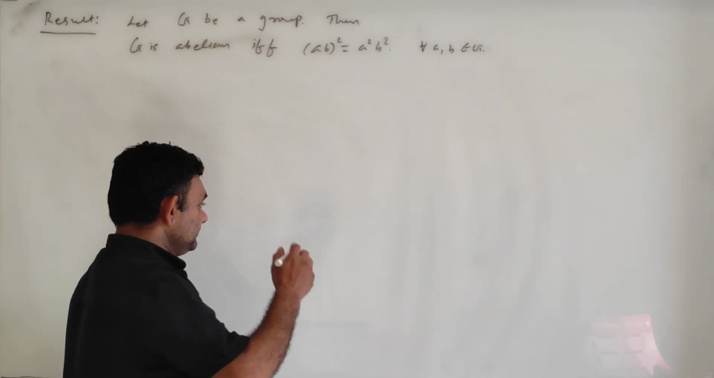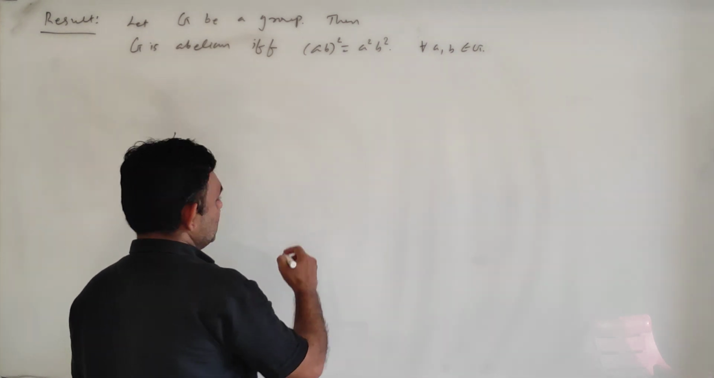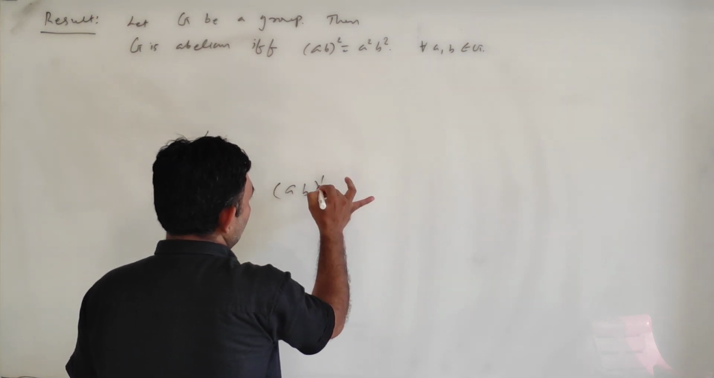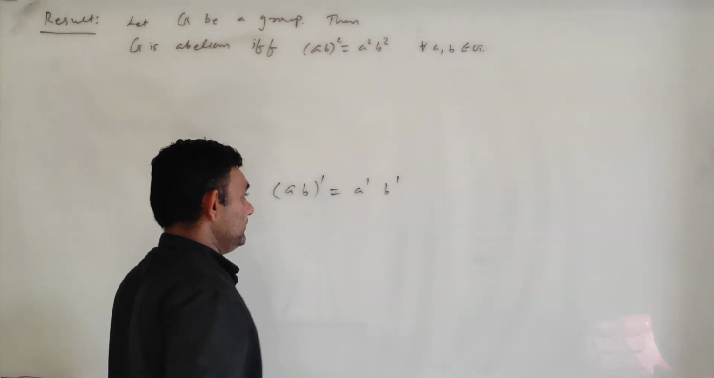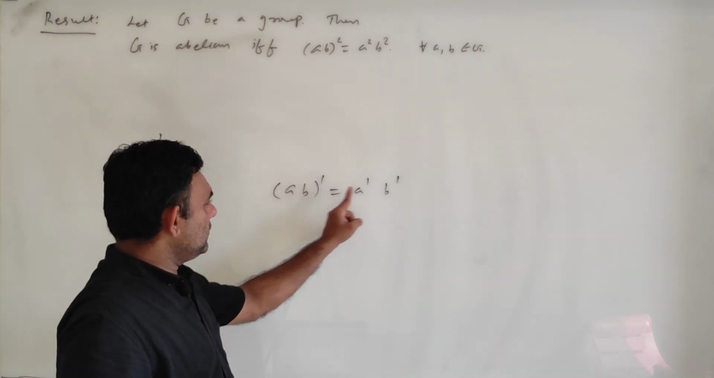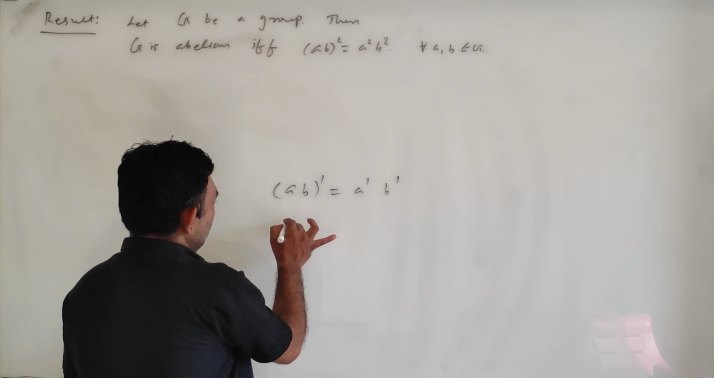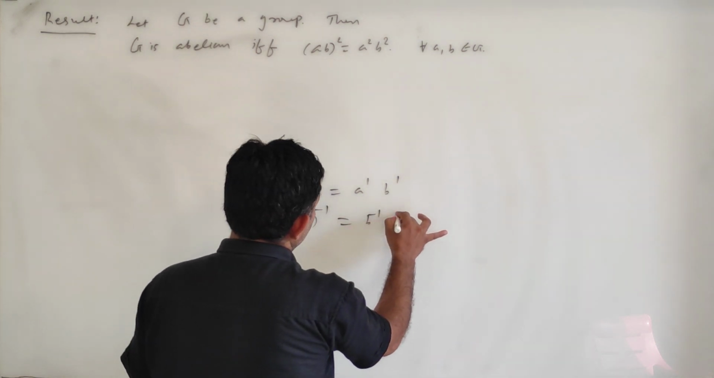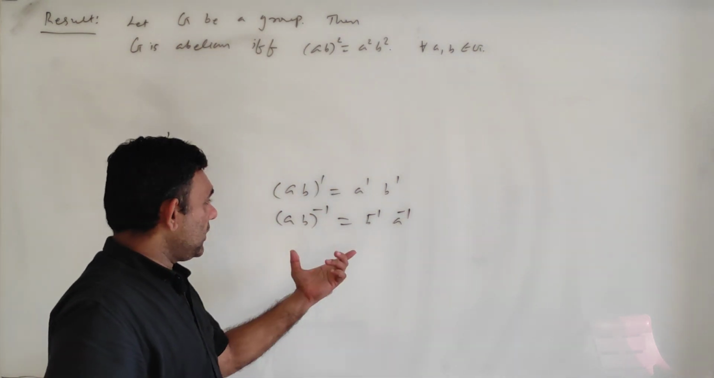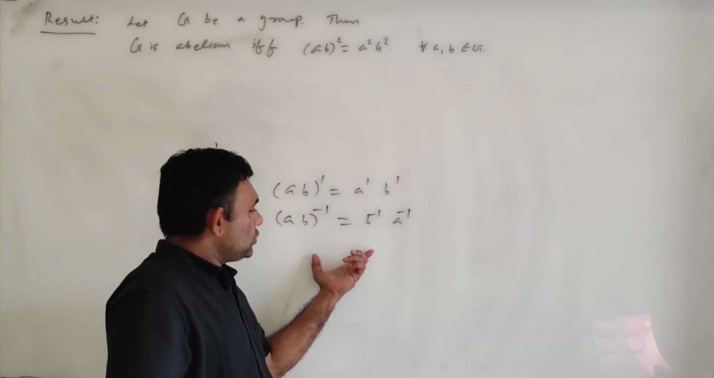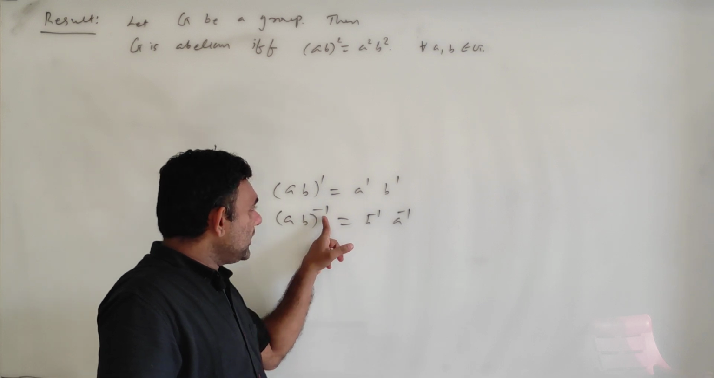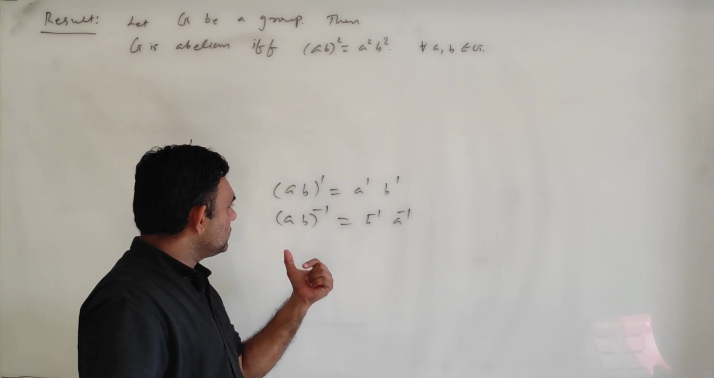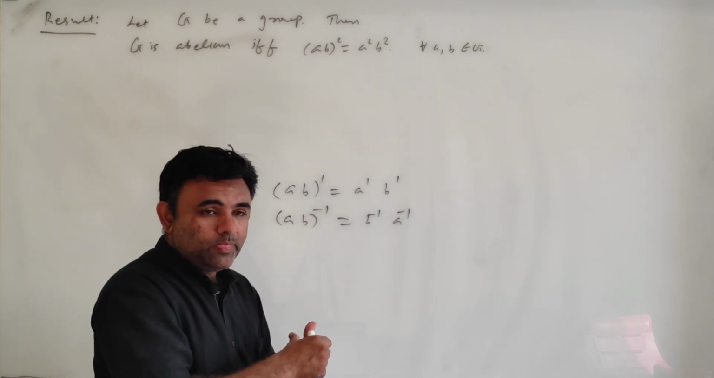See, in some previous lectures we have discussed: AB raised to 1 is A raised to 1, B raised to 1, which means you can distribute one power to both the elements. Now AB raised to minus 1 is B raised to minus 1, A raised to minus 1. We have this property, right? This property says that you can distribute minus 1 power also, but not in this fashion. You have to distribute minus 1 power in the reverse order.